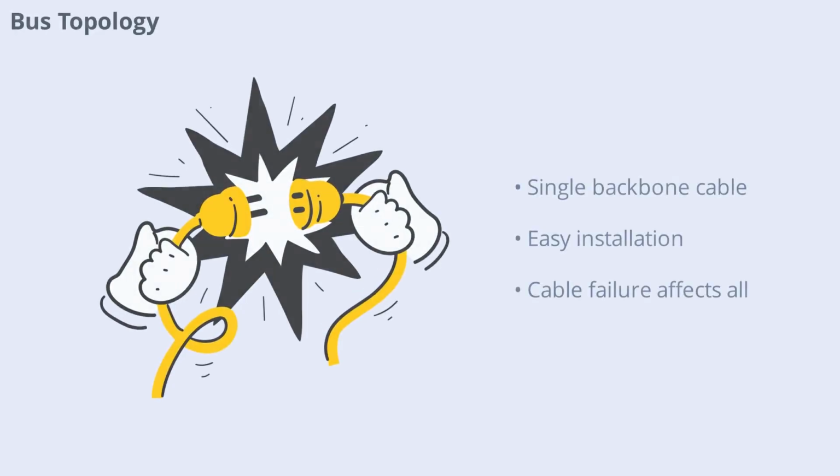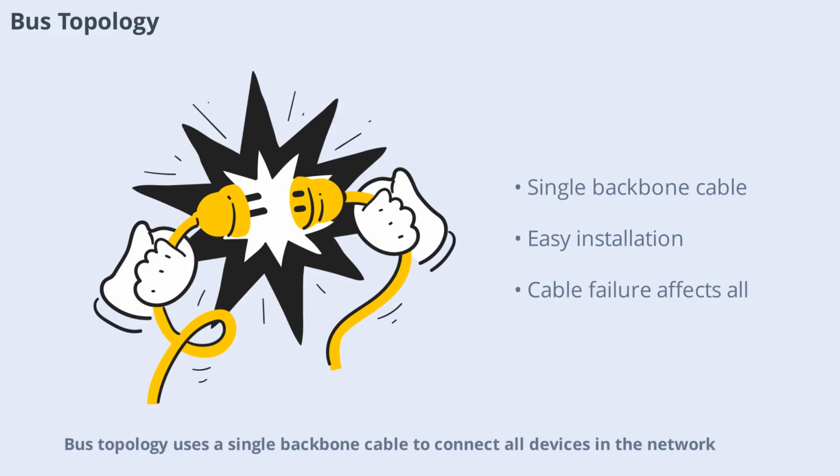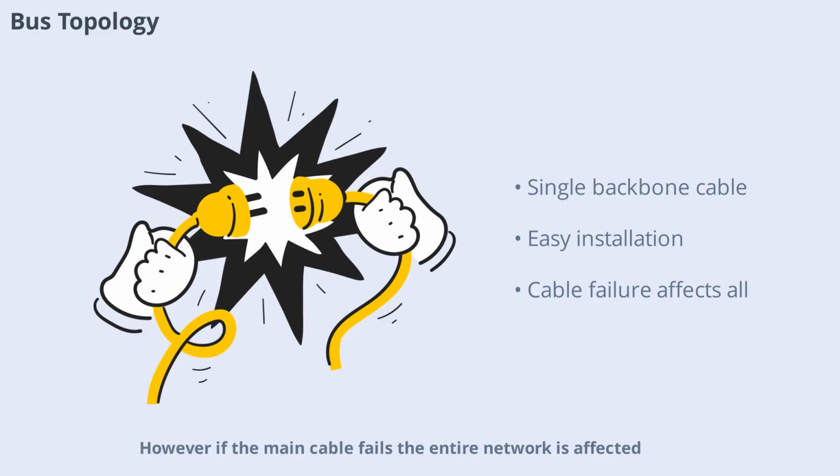Bus topology uses a single backbone cable to connect all devices in the network. It's easy to install and cost-effective, making it popular for small networks. However, if the main cable fails, the entire network is affected. Bus topology is simple but not very reliable for larger or more critical networks.